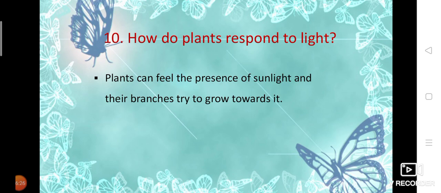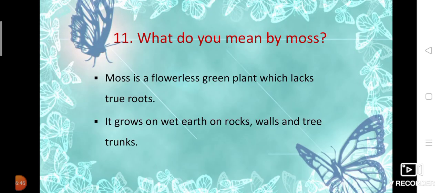Plants can feel the presence of sunlight. And their branches, that is the branches of the plants, try to grow towards it. Towards it meaning towards the sunlight. Okay. Then question number 11.